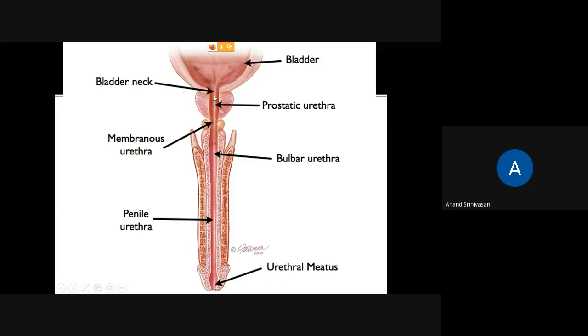One is passing through the prostate gland. This is the prostate gland. So it is passing through the prostate gland, so this is called the prostatic urethra. The second part, a small portion, is called the membranous urethra. And the third part, a long one, passes through the penis, and this is called the penile urethra. So these are the three different parts of the male urethra.